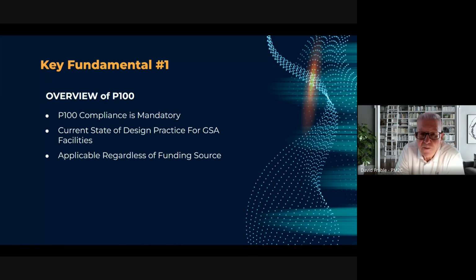P100 applies equally to all projects funded through BA 51, new construction, BA 54, minor repairs and alterations, BA 55, major repairs and alterations, as well as BA 64, BA 61, and BA 80 funding streams.